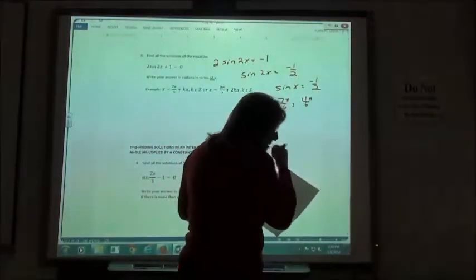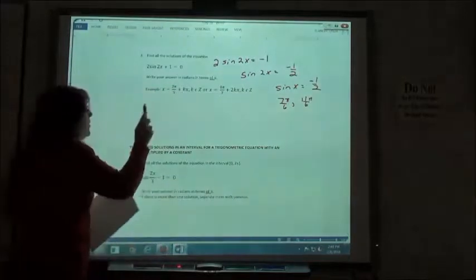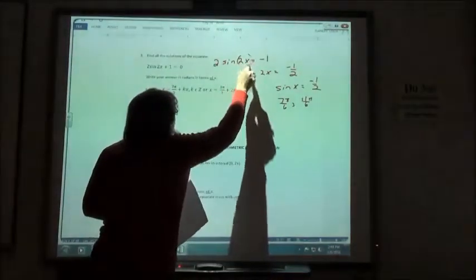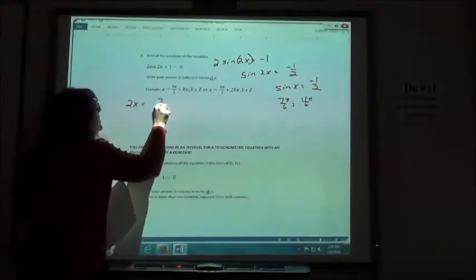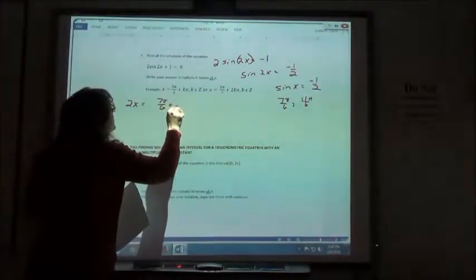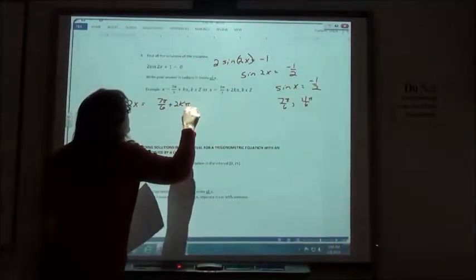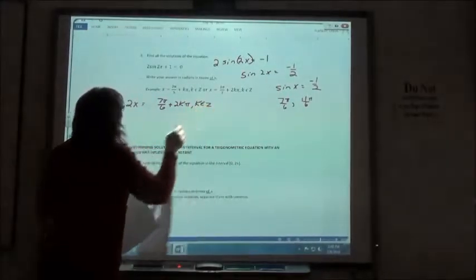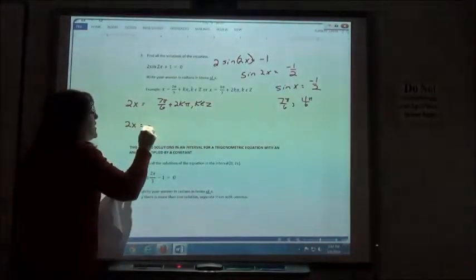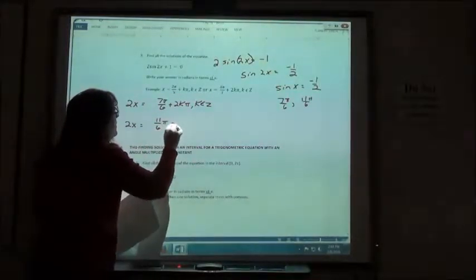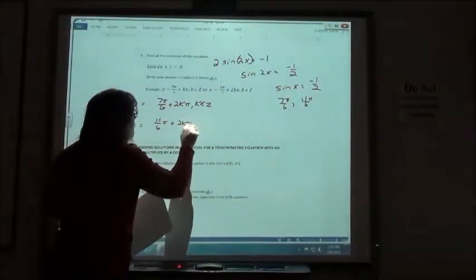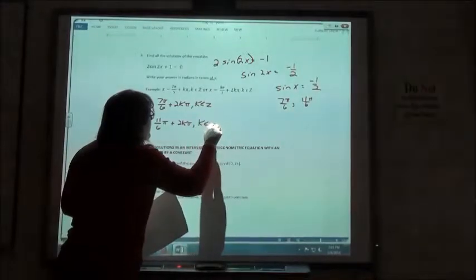Again, we can't combine those into one answer, so we are going to say this time we have a 2x here. 2x can either equal 7 pi over 6 plus 2k pi, with k being an element of z, or 2x is going to equal 11 pi over 6 plus 2k pi, with k being an element of z.